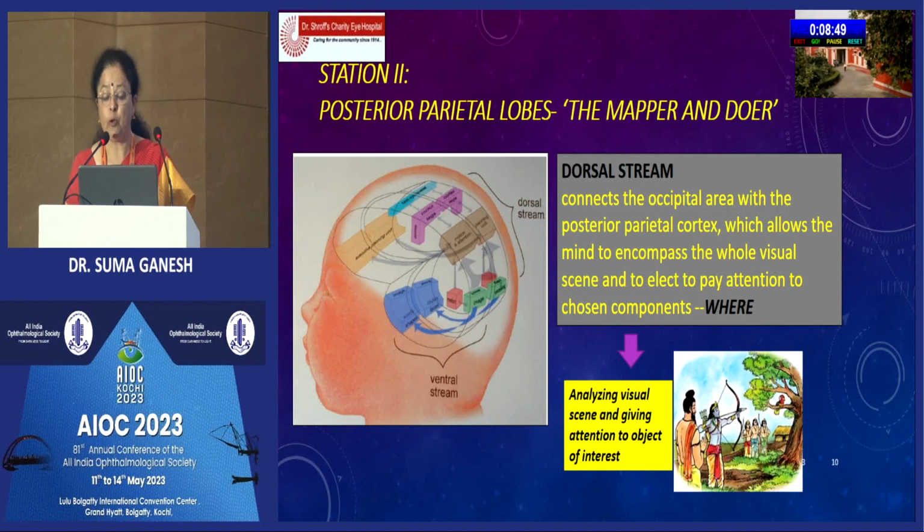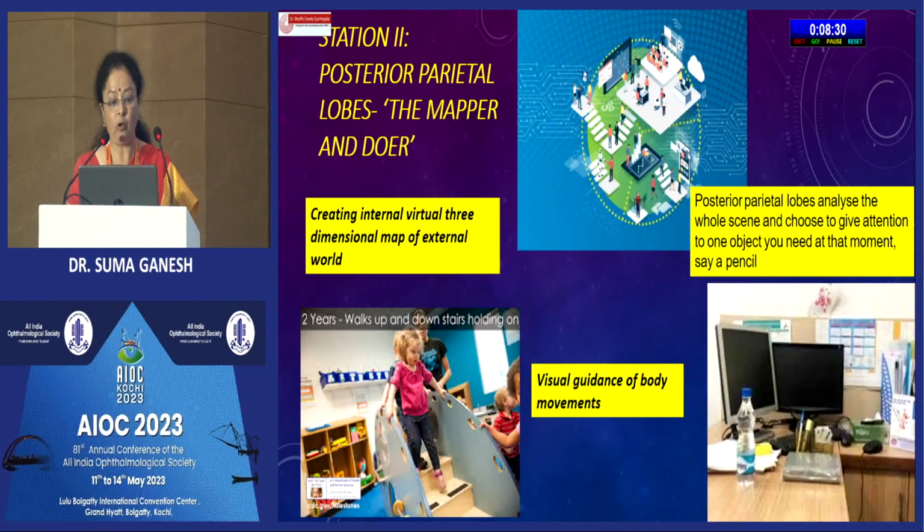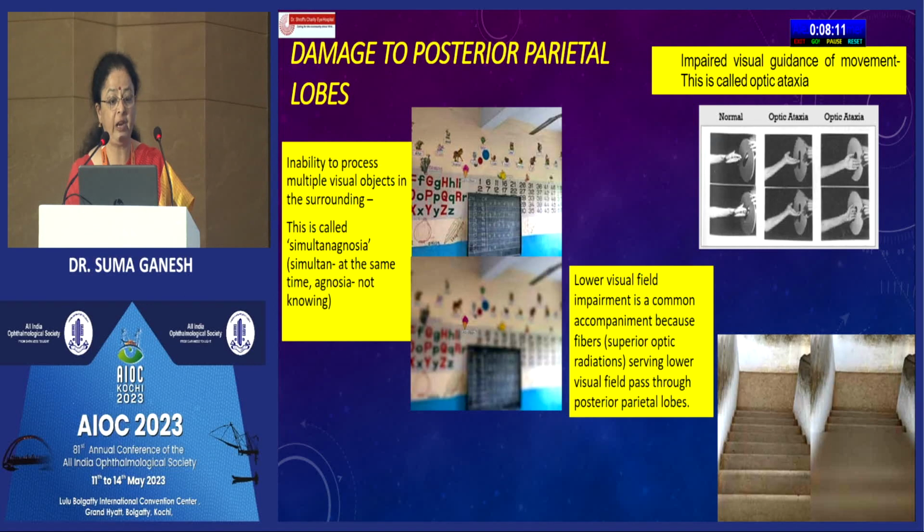Station 2 is the posterior parietal lobe. As mentioned, there are two streams, the dorsal stream and the ventral stream. The dorsal stream connects the occipital area with the posterior parietal cortex, and it tells us the "where". You analyze the visual scene and give attention to the object of interest with the posterior parietal lobe. This is how we get visual guidance of body movements, and these things are so important for the development of the child, because if our posterior parietal lobe is damaged, development gets hampered. How we check it in the OPD is also very important.